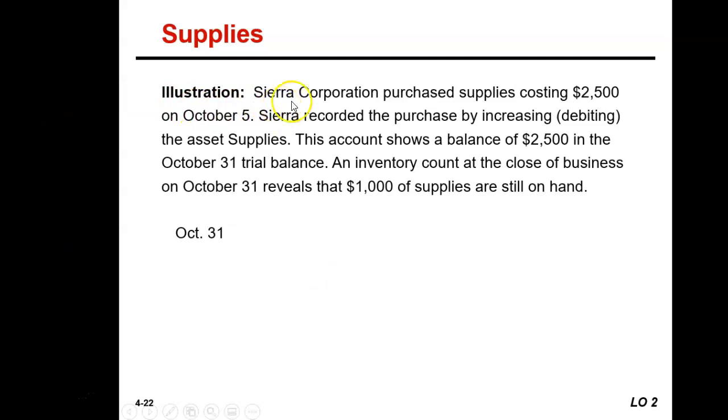We have the Sierra Corporation. They bought supplies costing $2,500 on October the 5th. So when they bought the supplies, they would debit the supplies account and either credit cash or accounts payable. The supplies account shows the balance of $2,500 on the October 31st trial balance. An inventory count at the close of business on October 31st reveals that $1,000 of supplies are still on hand.